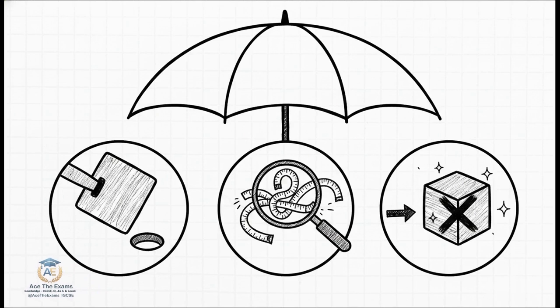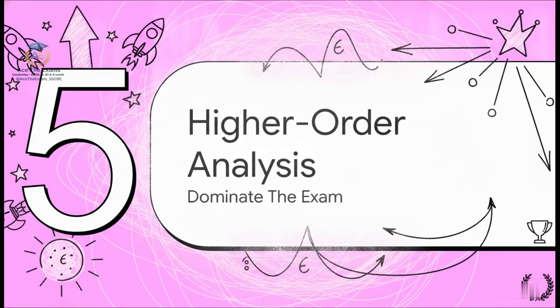They want to see that you are actually engaging with the specific experiment laid out in front of you. Protecting your grade is as easy as paying attention to these little contextual details. Finally, Section 5, Higher Order Critical Analysis. This is how you completely dominate the exam.